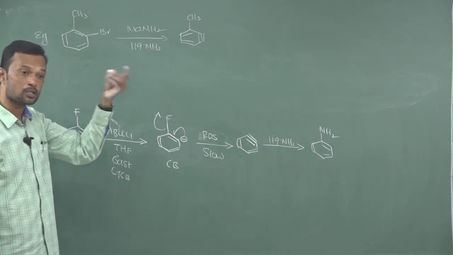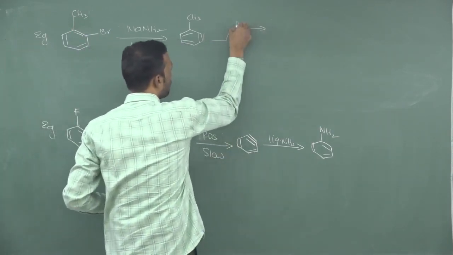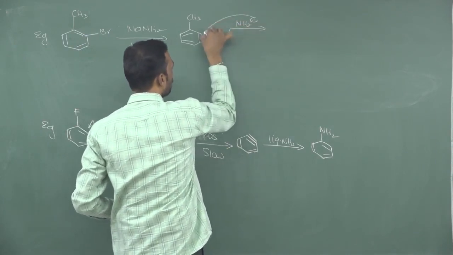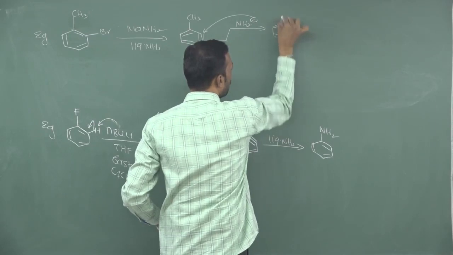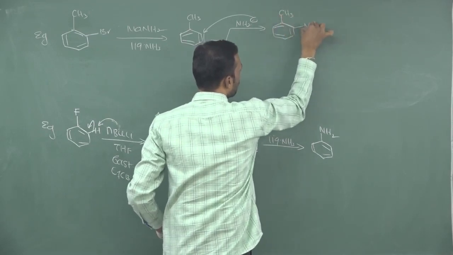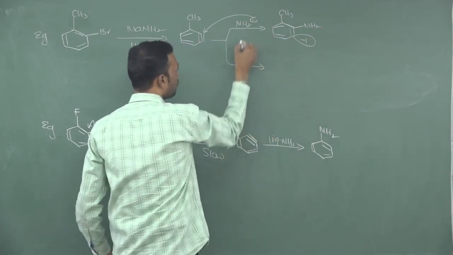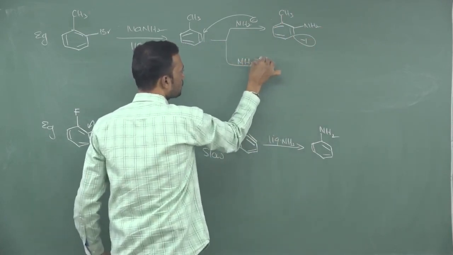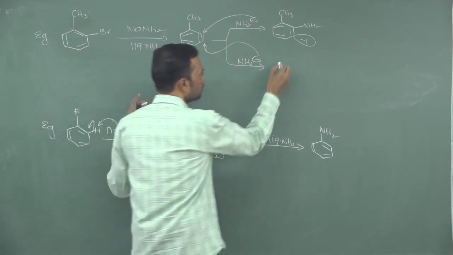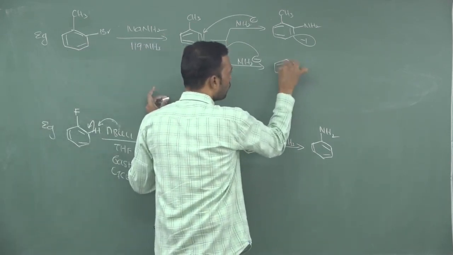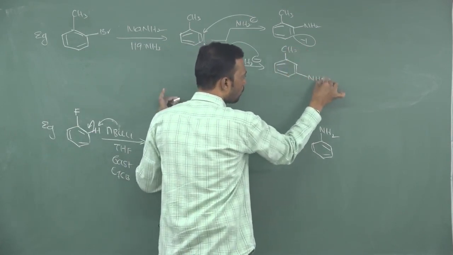Now that depends upon the stability of the anion. Suppose NH2 attacks the above carbon, where will you get the negative charge? The negative charge will come on this position. Suppose NH2 attacks the below carbon, where will you get the negative charge? On the above carbon. So if they attack above, you get the negative charge below. If they attack below, it comes above.